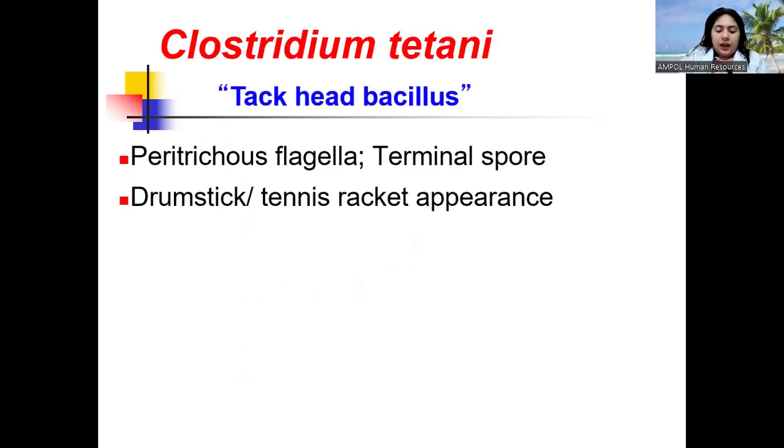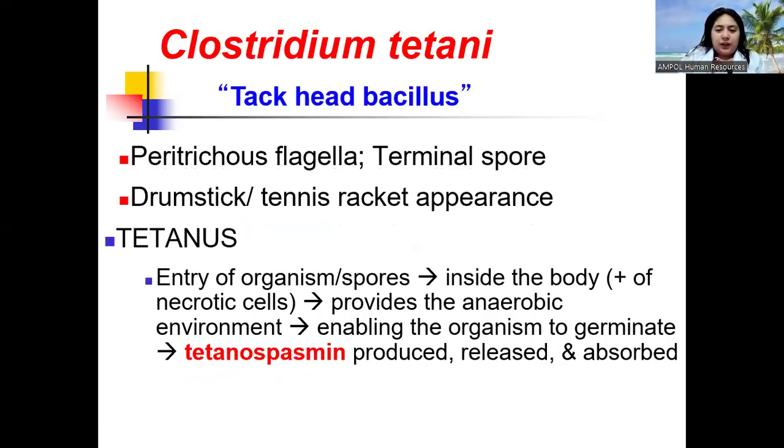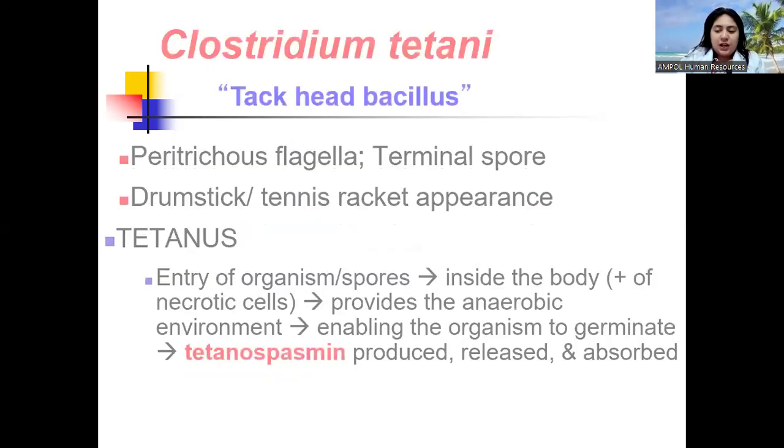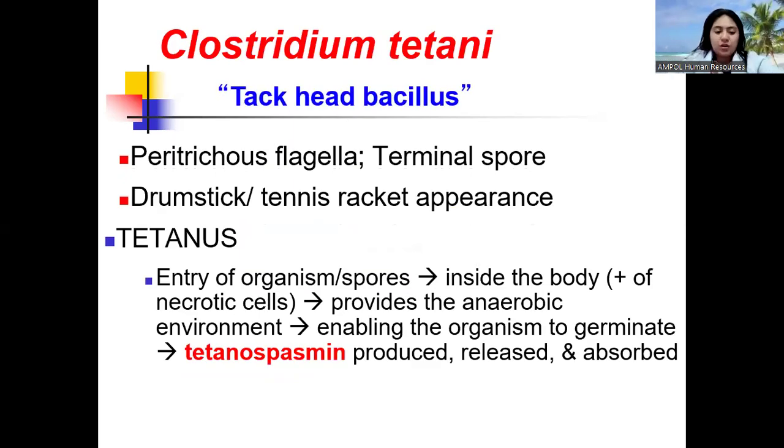So let's start with Clostridium tetani. We'll just discuss the significant Clostridium species. First is Clostridium tetani, also known as tackhead bacillus. Why tackhead? It looks like a thumbtack, because the round spores are at the terminal end, giving a drumstick or tennis racket appearance.